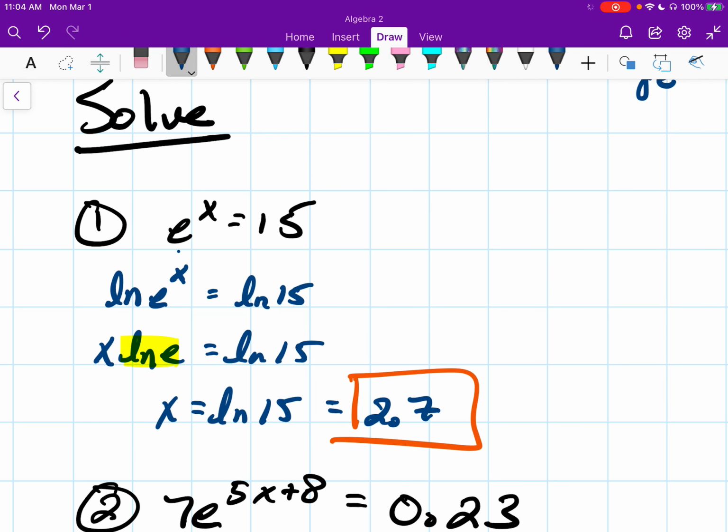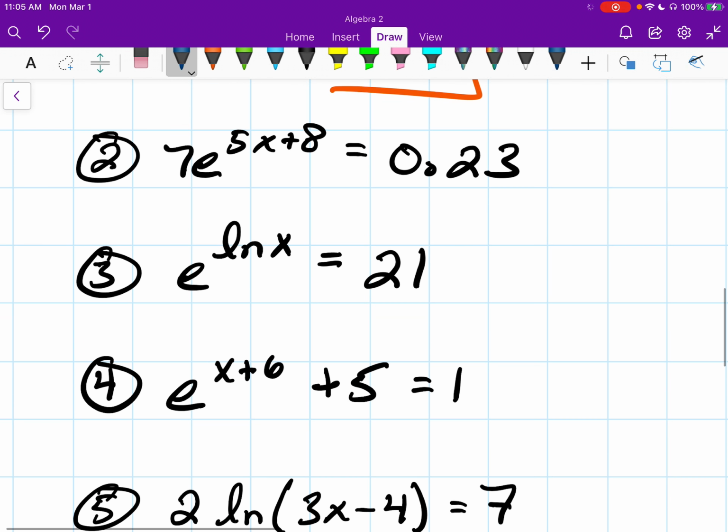We'll say 2.71 maybe. 2.71. All right, next up, number 2.